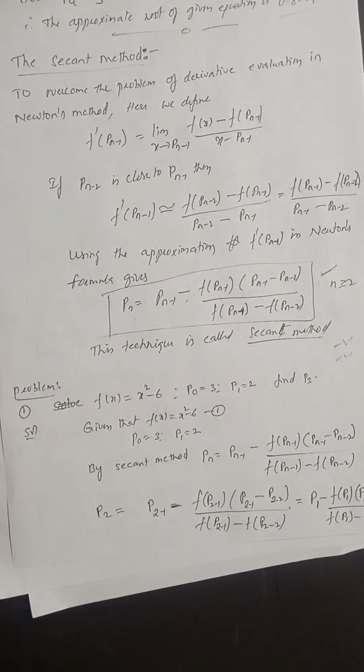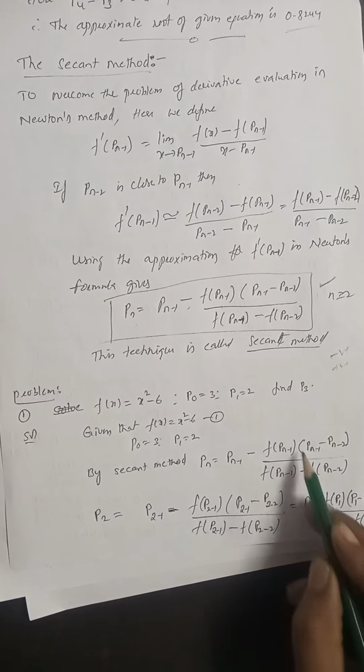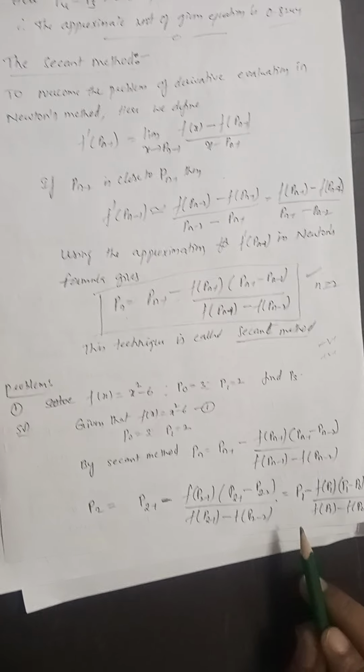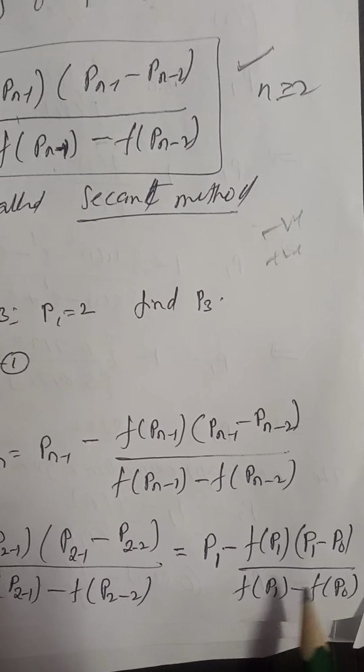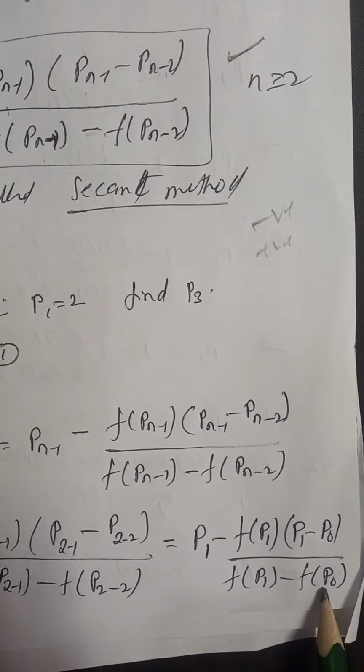Now the better approximation is denoted by p2. What is the p2 formula? I have just written this formula here. p2 is equal to, remember here, p1 minus f of p1 into p1 minus p0 by f of p1 minus f of p0. This is the p2 value.